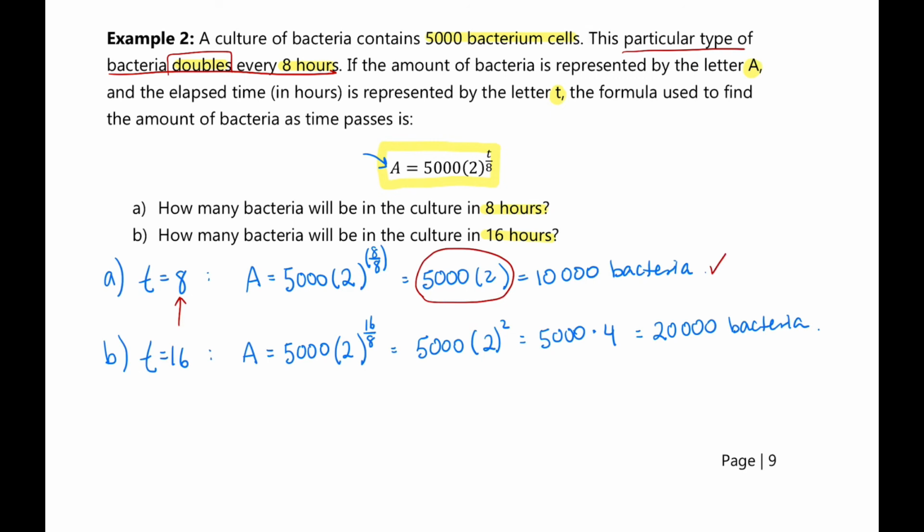And let's double check. They said it doubles every 8 hours. So at the 8th hour, we had 10,000 bacteria. And so when it doubles, that was the 16th hour. So you can see that 20,000 is a double of 10,000. So that's it for 4.2.